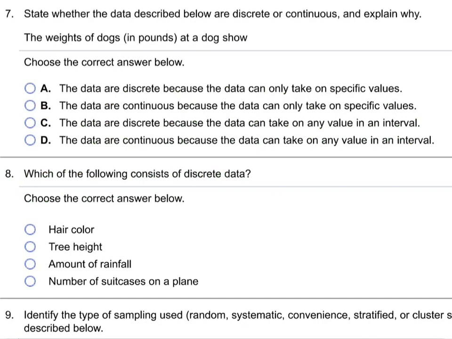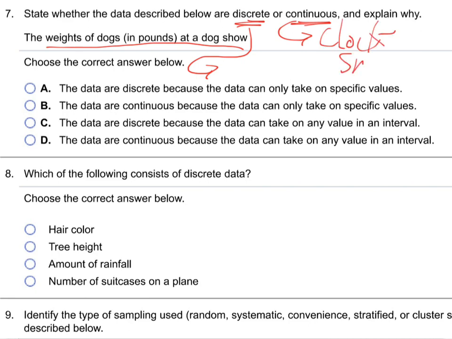So number 7. Discrete or continuous? The weights of dogs in pounds at a dog show. Do you remember the difference between discrete and continuous? Continuous is like a clock that is smooth. Is that making any sense? Any number is possible. Discrete means only certain values.